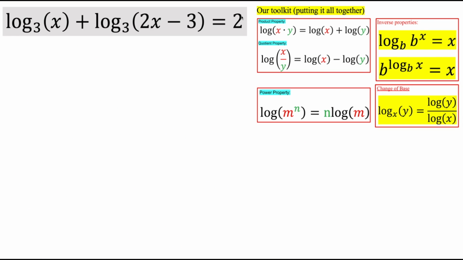Okay, this is our second problem. It's going to be more involved. Our last problem was easier because each piece had a log.